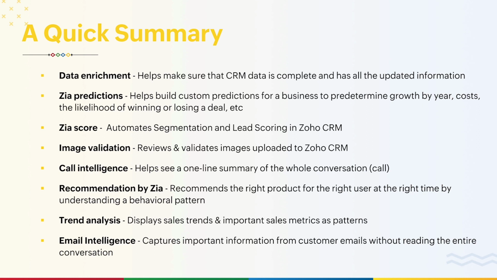Zia Score automates segmentation and lead scoring in Zoho CRM. Image validation reviews and validates images uploaded to Zoho CRM. Call intelligence helps see a one-line summary of the whole conversation, including intent, sentiment, and emotion of the call. Recommendation by Zia recommends the right product for the right user at the right time by understanding behavioral patterns. Trend analysis displays sales trends and important sales metrics as patterns. Email intelligence captures important information from customer emails without reading the entire conversation.